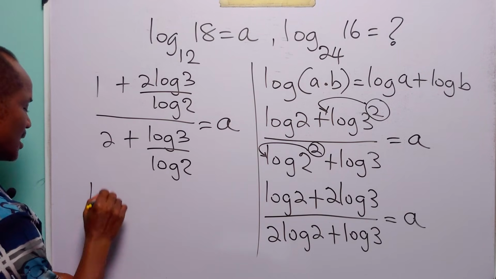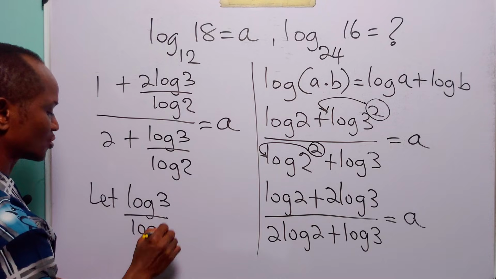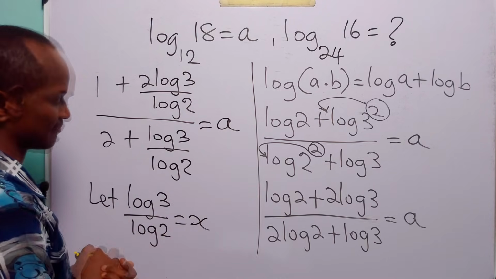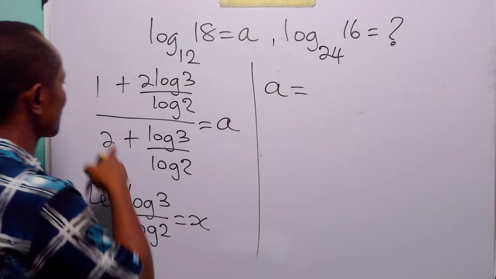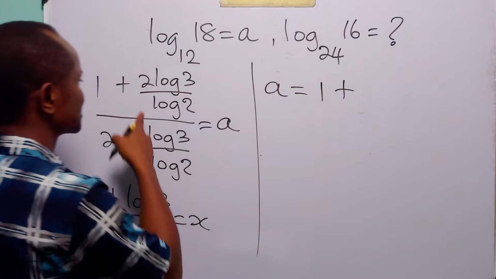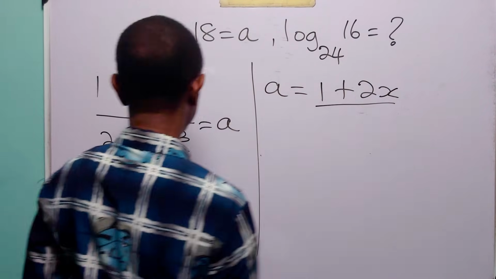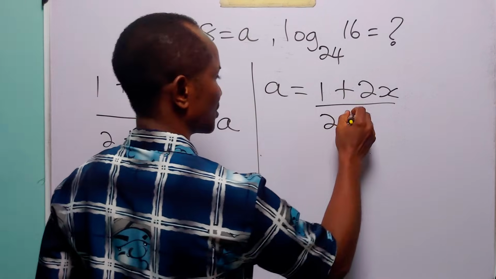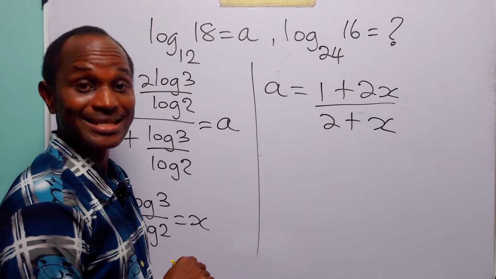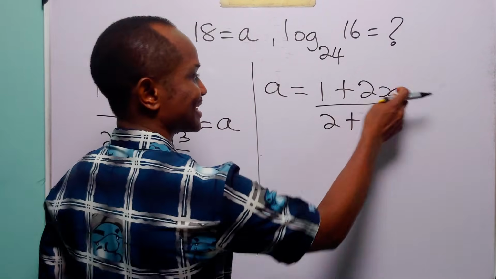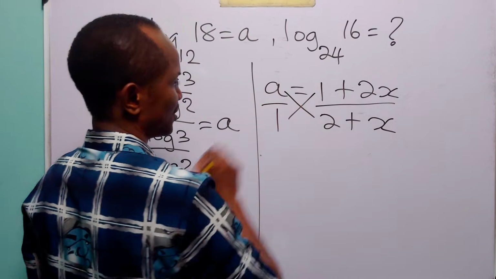Now, let log 3 over log 2 be equal to x. With this substitution, we can now write A as 1 plus 2 times x, divided by 2 plus x. Now, the next thing we are going to do is make x the subject of this formula. To do that, let us start by cross multiplying.